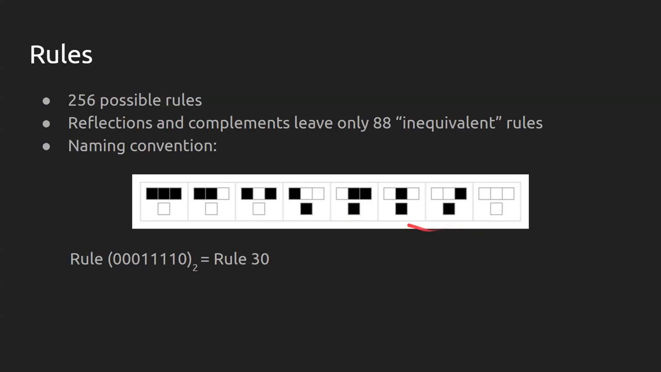And Stephen Wolfram came up with a very simple naming scheme, where you order the rules in a specific order from 111 to 000. And then you just turn the binary notation of the results into decimal. So this one is, for example, rule 30, because it's 00011110. 30 is less informative, but easier to say.